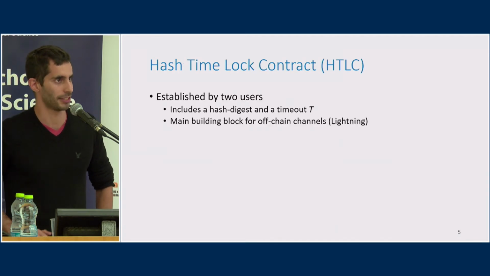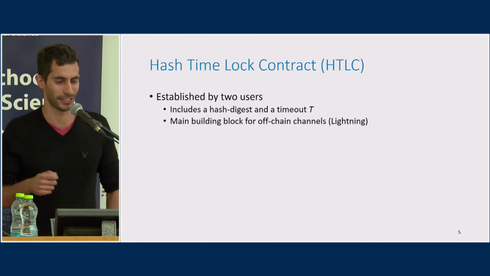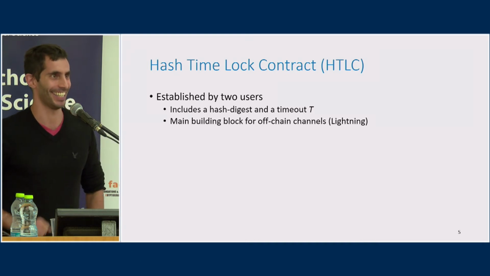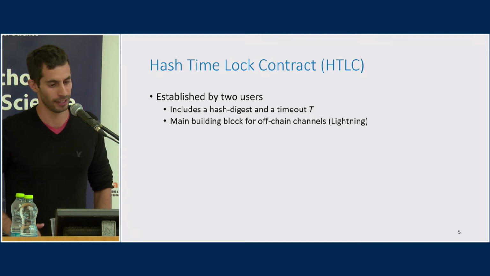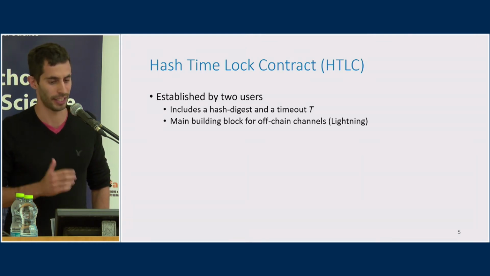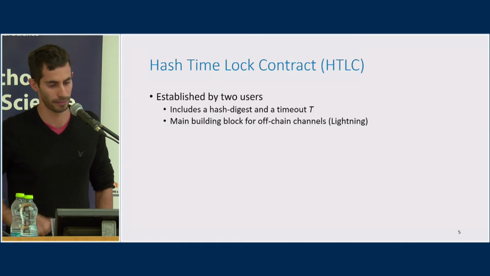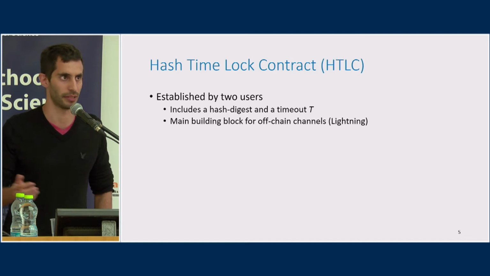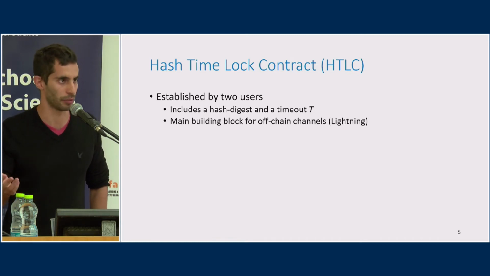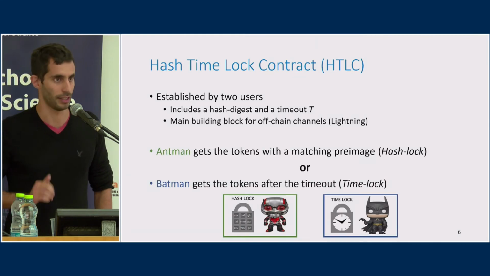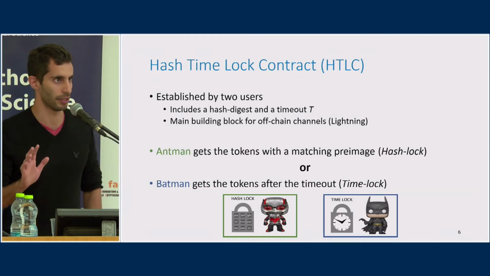HTLC, hash time lock contracts, is sometimes referred to as hash time locked contracts, but let's go with this variation. These are contracts established by two users. I'm going to refer to them as Ant-Man and Batman. They include a hash digest for some cryptographic hash function and a timeout T that is measured in blocks. As I said, they're the main building block for many cryptocurrency systems: the Lightning network, atomic swaps, contingent payments, and so on. So what does the predicate of an HTLC look like?